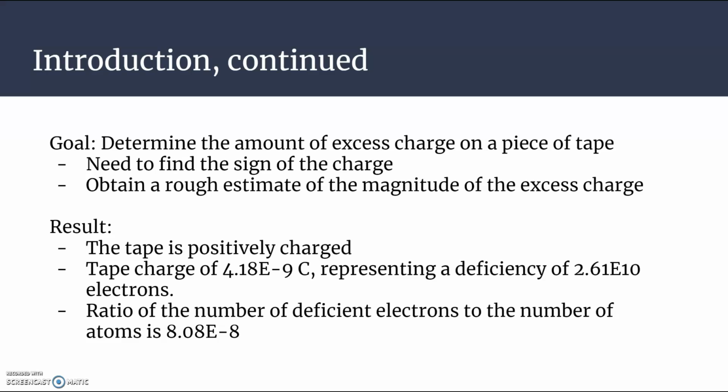Finally, our result was that the tape is positively charged with a tape charge of 4.18 times 10 to the negative 9th coulombs, representing a deficiency of 2.6 times 10 to the 10th electrons. And then the ratio of the number of deficient electrons to the number of atoms is roughly 8.1 times 10 to the negative 8th.